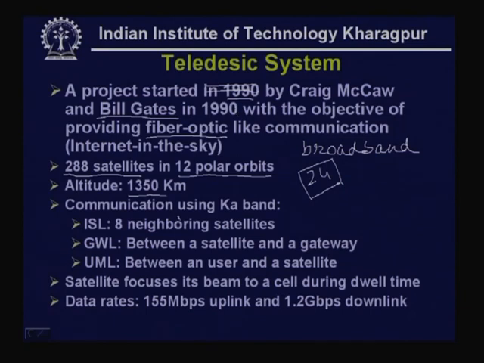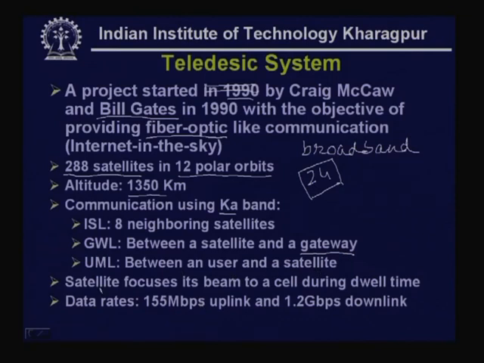And the communication is being done by using the Ka band, and at a particular instant 8 neighboring satellites communicate with each other by using ISL, inter-satellite link, and GWL is used between a satellite and a gateway, and also the user mobile link is being used for communication between a user and a satellite.